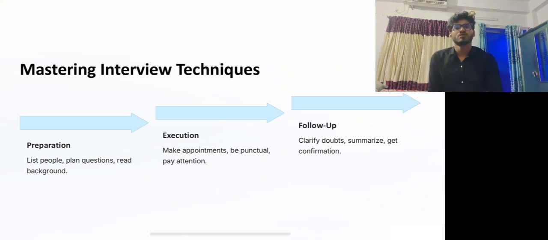Mastering the interview technique. We'll have to prepare before the interview. We'll have to plan the questions and list the people of the interviews, and we'll have to review the background. Execution. We'll have to schedule properly, and we'll have to be punctual, and we'll have to pay attention to the interviewees. We will have to clarify the doubts and summarize the points and confirm the understanding. Interviews are very powerful tools for gathering detailed insights, but they require proper planning, execution, and follow-up to be effective.